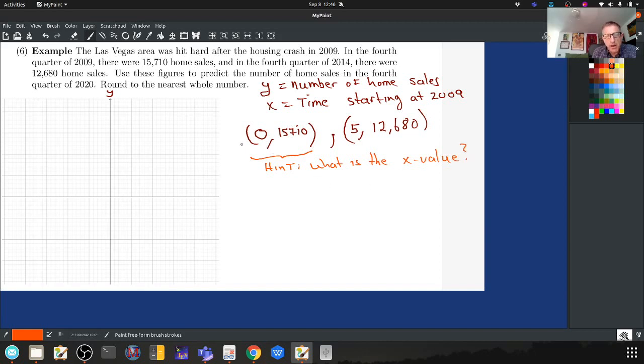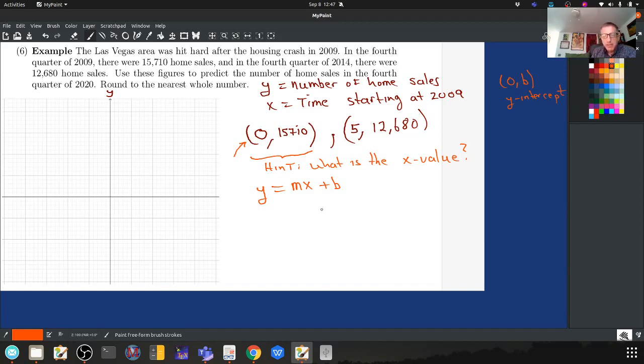So if a light bulb went off, you're going to realize that when I have an equation in slope y-intercept form, y is equal to mx plus b, this b right here is precisely the place where the line crosses the y-axis, because if you recall, 0, b is this point right here, and this is the y-intercept.